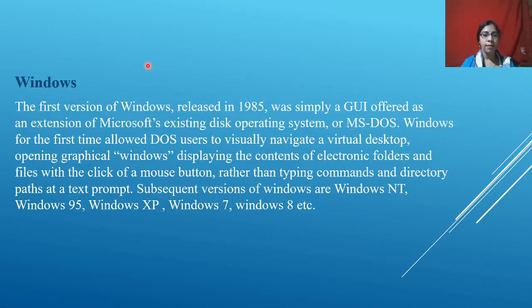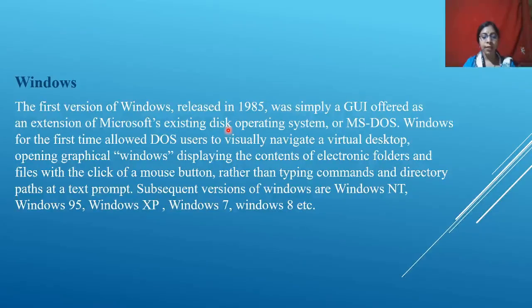So let us understand the various operating systems. First of all we'll see Windows. Windows is the extension of MS-DOS. Windows is a very famous operating system developed by Microsoft. In every PC and laptop you find this Windows operating system.